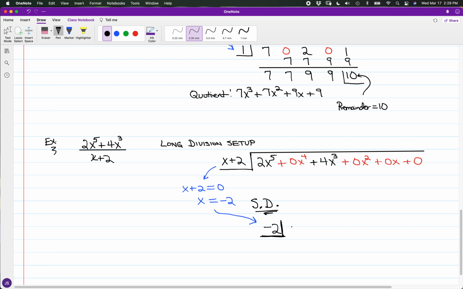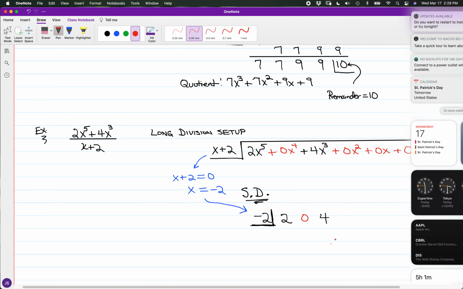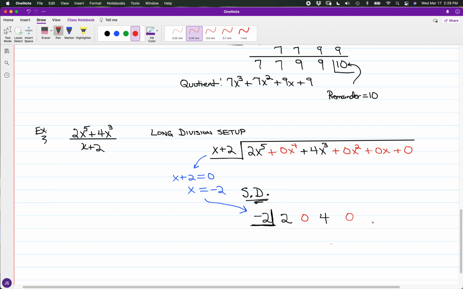Now for the coefficients of the polynomial dividend, we have 2 for x to the 5th, 0 for x to the 4th, and 4 for x cubed. Rounding out the rest, because of the lack of presence of the square, first order term, and the constant, I'm going to just round out with the remaining 3 zeros.